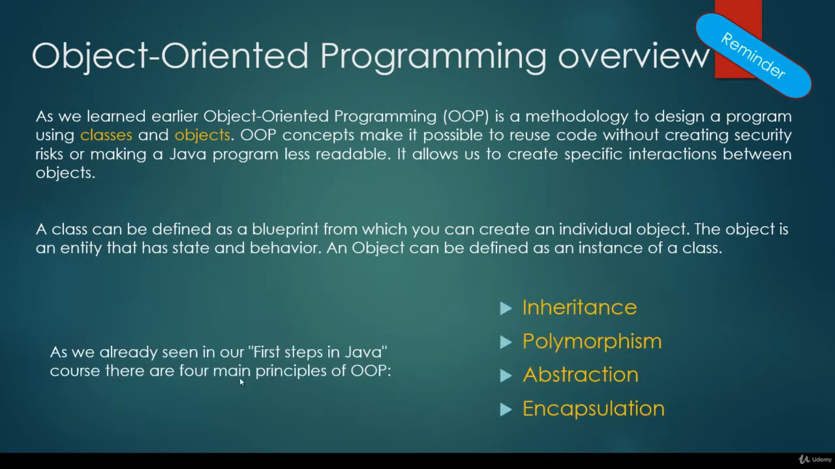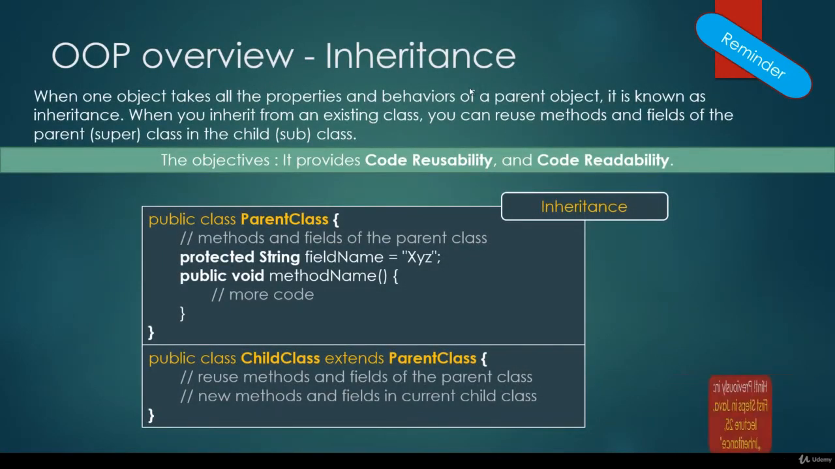There are four main principles of object-oriented programming: inheritance, polymorphism, abstraction, and encapsulation. First of all, let's talk about inheritance. When one object takes all the properties and behaviors of a parent object, it is known as inheritance. When you inherit from an existing class, you can reuse methods and fields of the parent class in the child class. The parent class is the superclass, the child class is the subclass. You may ask, why is it good? Because it provides code reusability and code readability.